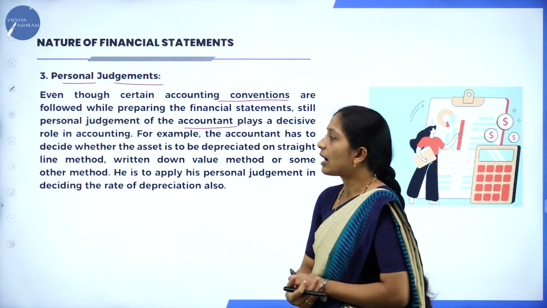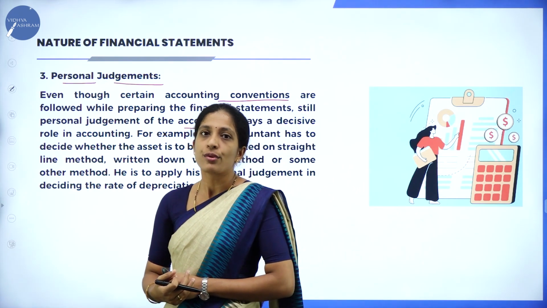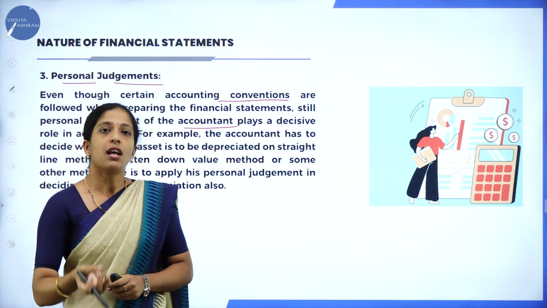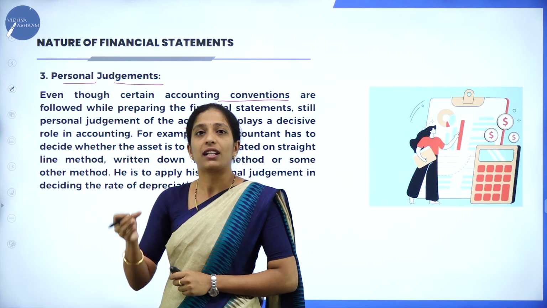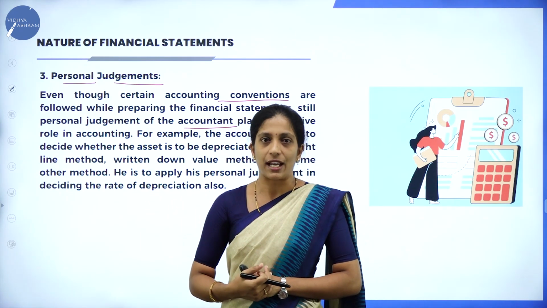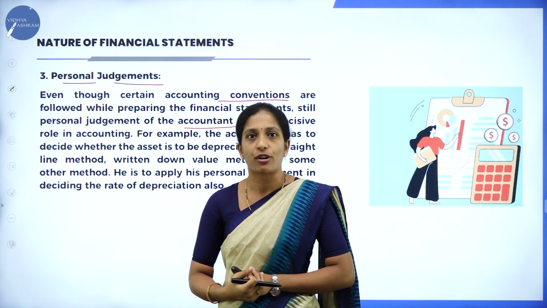For example, the accountant has to decide. We have various methods to calculate depreciation. In your first PUC, you have learnt about the straight line method and the written down value method. But based on the decision of the accountant, he will decide whether to calculate depreciation on the straight line method or the written down value method. So the personal judgment of an accountant also plays a very important role.